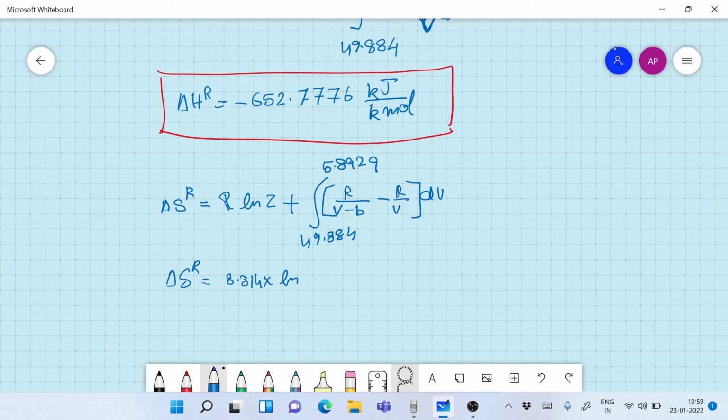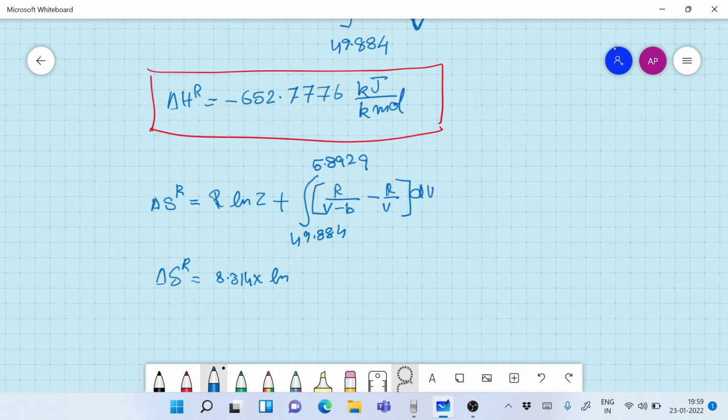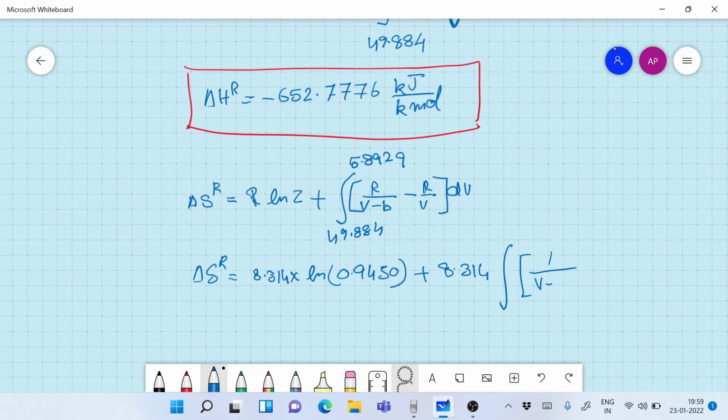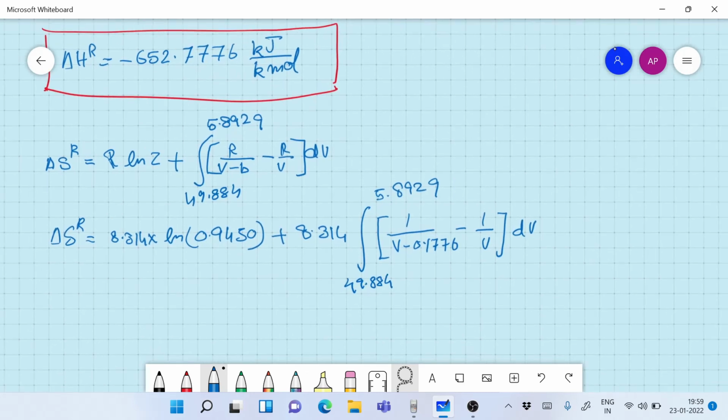So we can write delta SR as 8.314 into ln Z. The value of Z is 0.9450. Then we can take R common, that is 8.314, and take the integral inside: 1/(V - b) minus 1/V. What's the value of b? The value of b was 0.1776. So 1/(V - 0.1776) minus 1/V dV, and the lower limit is 49.884 and the upper limit is 5.8929. Now let's use a calculator and solve it.